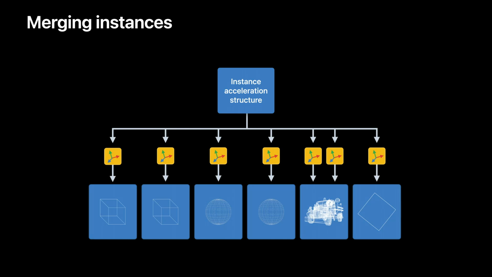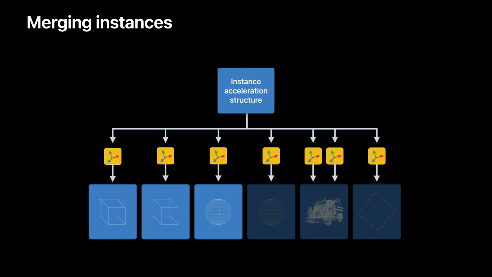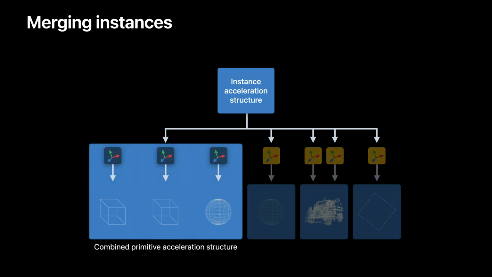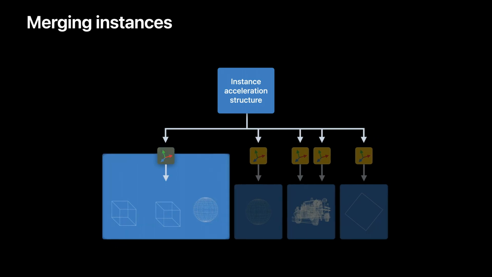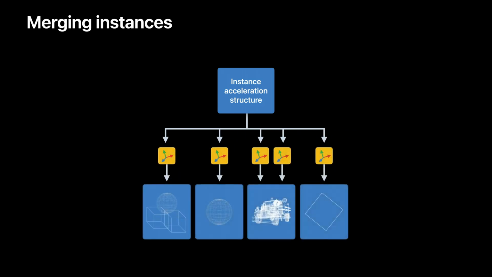To reduce the instance count, you can generate a single primitive acceleration structure that contains both the boxes and the sphere. To do this, you can create a geometry descriptor for each object, each with its own transformation matrix. The resulting primitive acceleration structure is a single instance in the instance acceleration structure and contains the boxes and the sphere. This should result in a better performing acceleration structure.